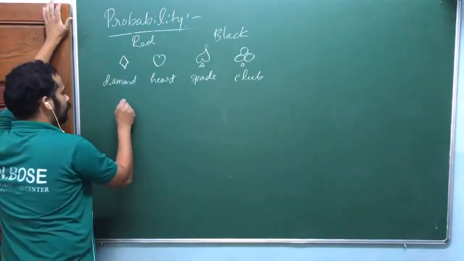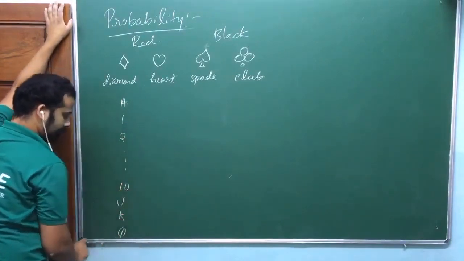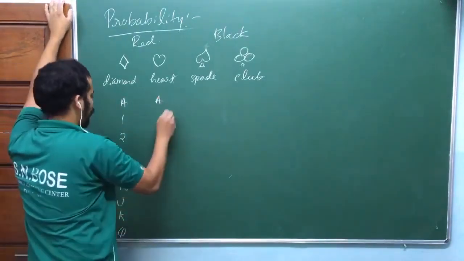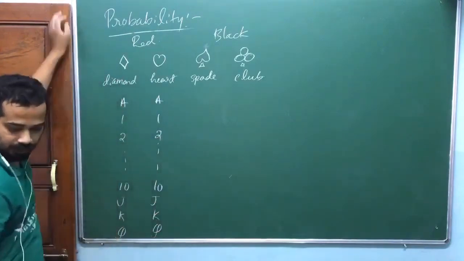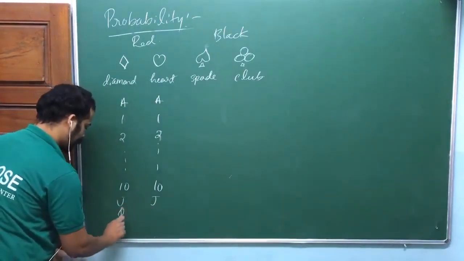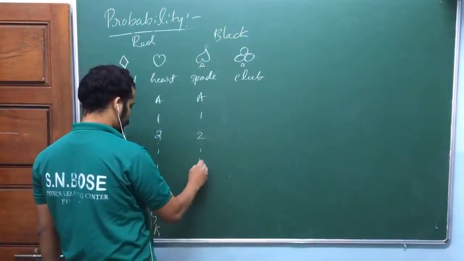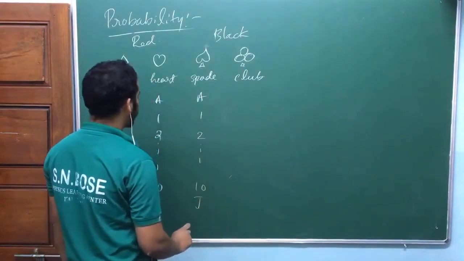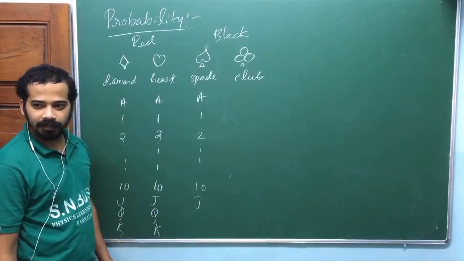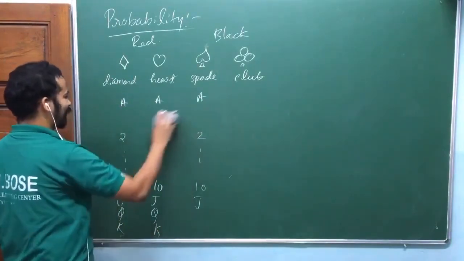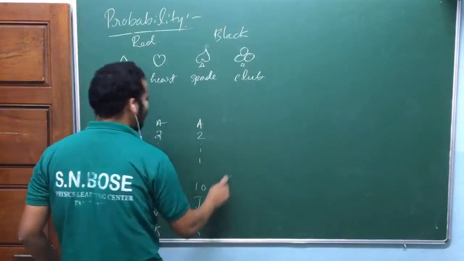Each of these suits contains Ace (1), 2, and so on up to 10, then J, Q, K: Jack, Queen, King. A student asked whether there is a 1. Ace is 1, so after Ace it will start from 2, then J, Q, K.